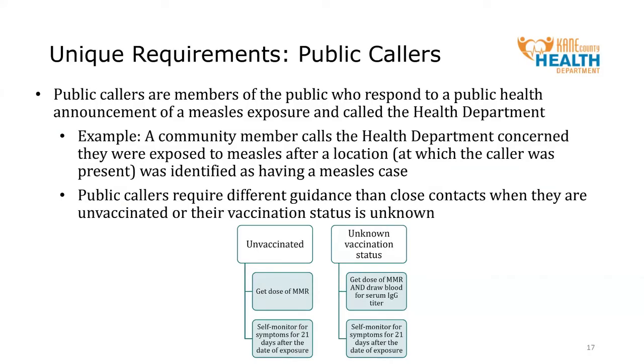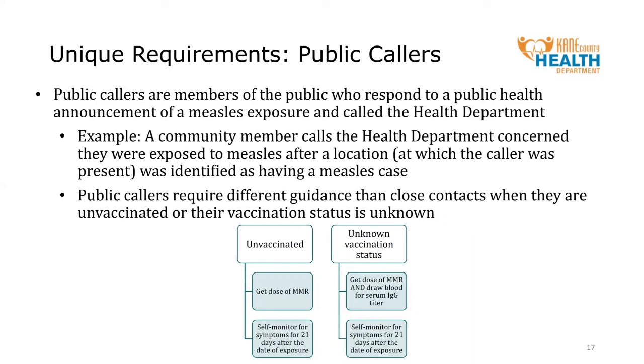Guidance is a bit different for public callers when they are either unvaccinated or their vaccination status is unknown. Under both circumstances, it is recommended that the public caller receive a dose of MMR as post-exposure prophylaxis and that they self-monitor for symptoms for 21 days after the date of exposure. For those with unknown vaccination status, it is also recommended that they get their blood drawn for a titer test to determine immunity. Notice, the difference between close contacts and public callers is that public callers are not required to quarantine, and King County will not actively monitor public callers under any capacity. However, much like contacts, if public callers become symptomatic, they should follow isolation guidance for cases.